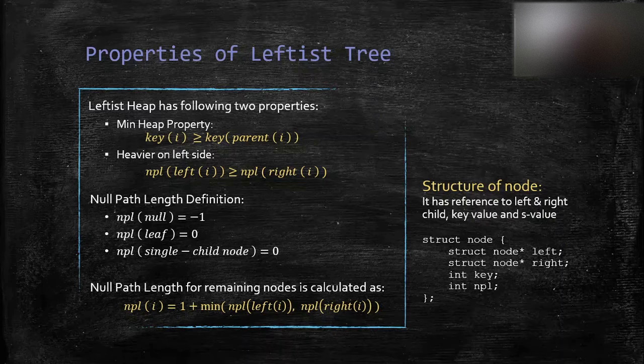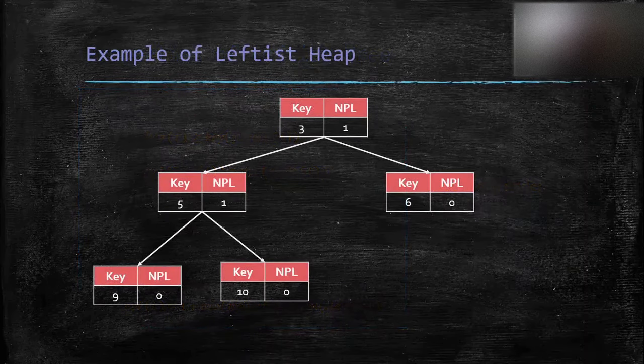And the null path length for the remaining nodes is calculated as 1 plus the minimum of the NPL of the left child and the NPL of the right child. The node structure is represented as pointers to the left and right children, its key value which we need to store, and its NPL, which is the S value or distance to the null pointer. This is an example of a leftist heap.